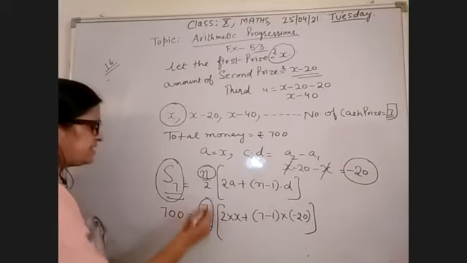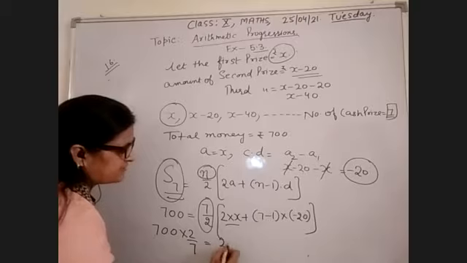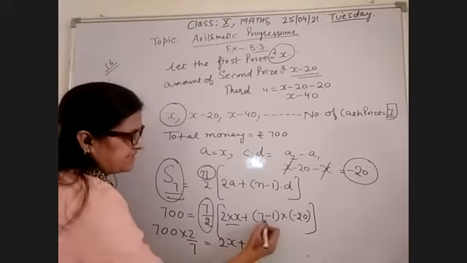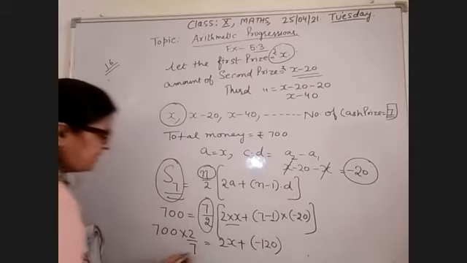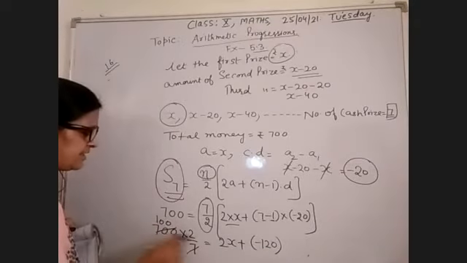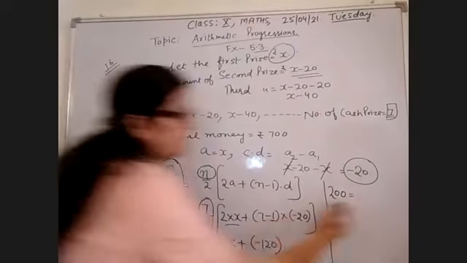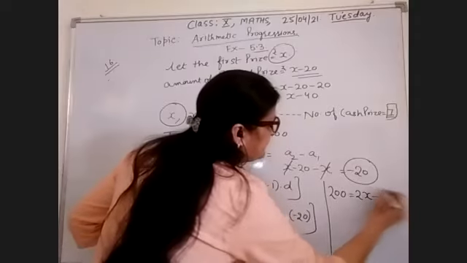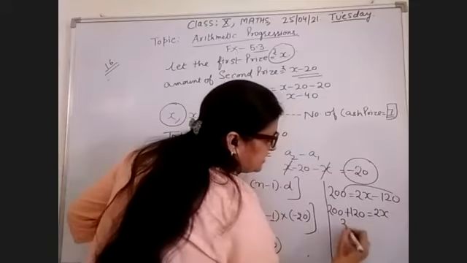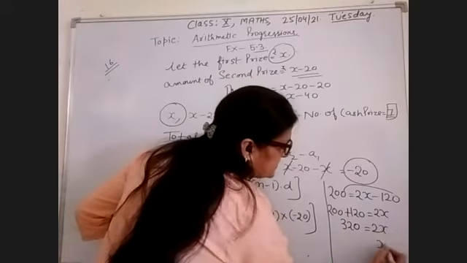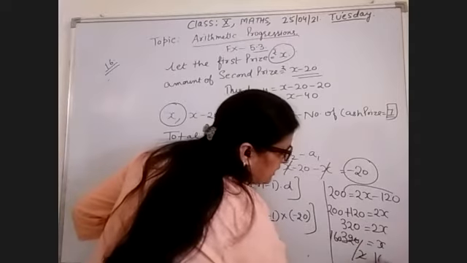Now you take 7 upon 2 on the left hand side, it becomes 2 upon 7 and this is equal to 2x plus 7 में से 1 सब्ट्रैक्ट किया, 6 into -20 that is equal to -120. Now it is cancel. 100 into 2 that is equal to 200 equal to 2x minus 120, and when you transpose 120 on the left hand side, it becomes 320 equal to 2x. The value of x is 320 upon 2, that is equal to 160.